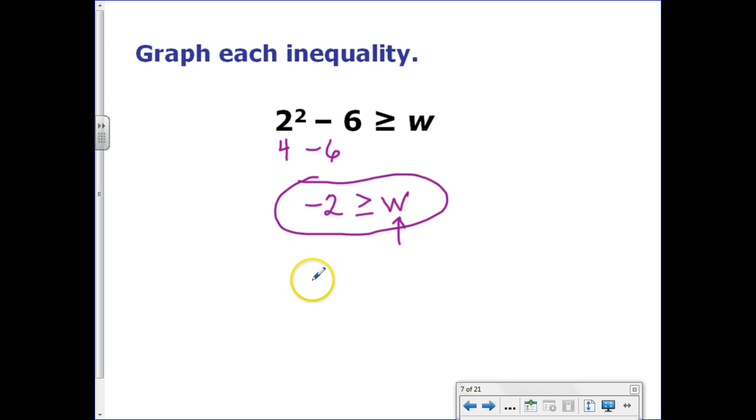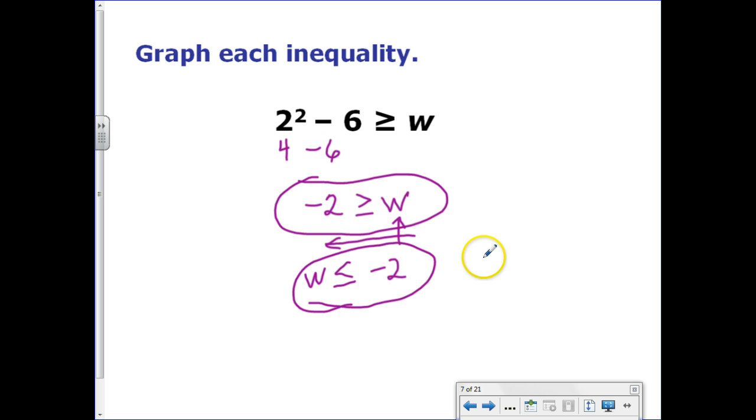In fact, for me, I have difficulty reading backwards this way, so I rewrite it, and I know that my inequality has to be pointing with the small tip at the W, and I basically read it backwards or rewrite it in the way that I can read it with the variable on the left. To me, this makes more sense. I can say W is less than or equal to negative 2, and when I go to graph this, I'm thinking, oh, yes, yes, yes. I want numbers like negative 3, negative 4, negative 5, and so on.